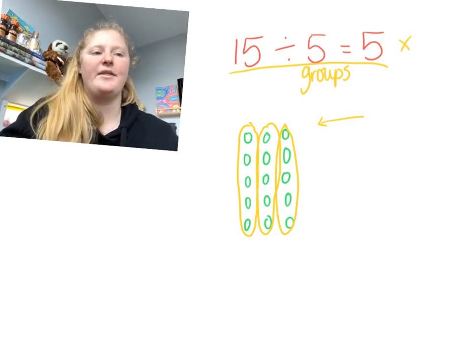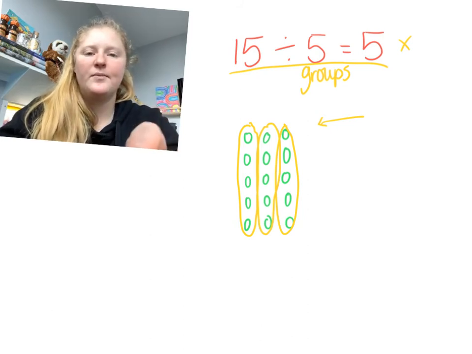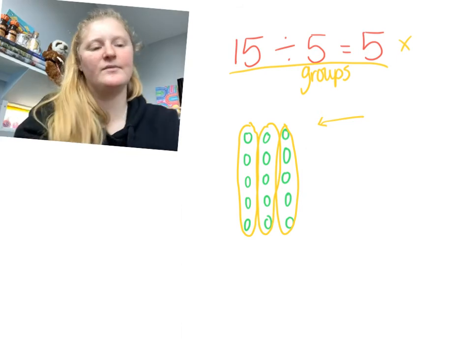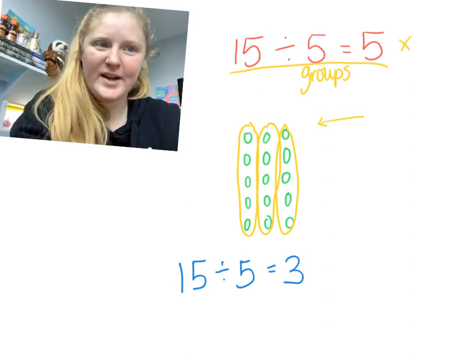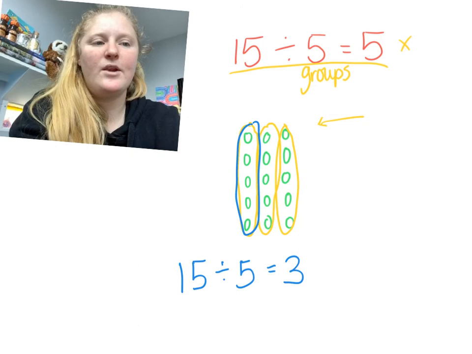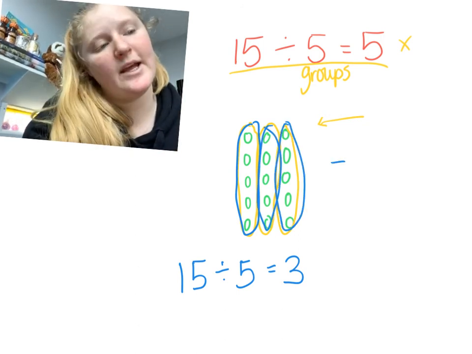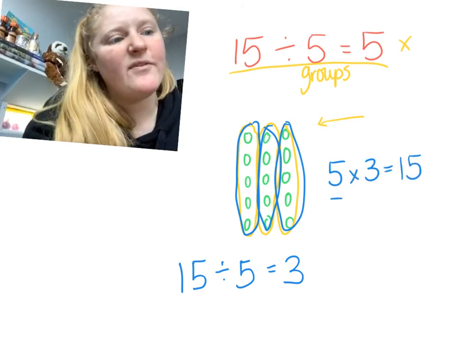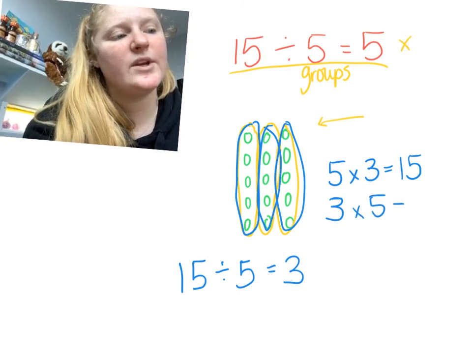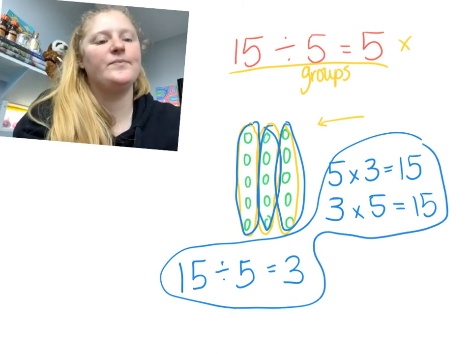Remember to look at the array if you need some help to have a little think. If you said 15 divided by 5 equals 3, you are correct, because here I have 3 groups of 5, which means this array can also tell me that I have 5 times 3, which equals 15, and I also have 3 times 5, which also equals 15. So now we have all our fact families.